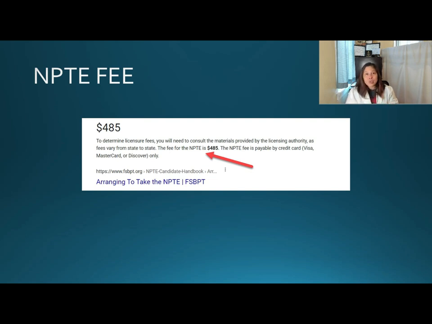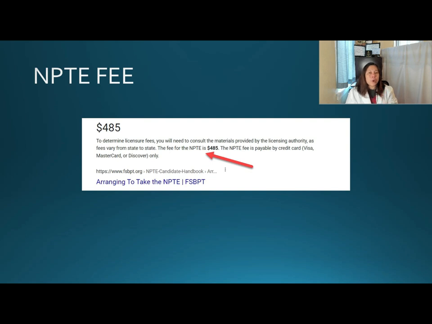You have to register on the FSBPT website. The FSBPT must have the eligibility letter from your state, and there's a deadline on a specific test schedule by which they should get that eligibility letter, on or before the deadline that they set. If they don't have the eligibility letter from your state, you cannot take the NPTE. So before the deadline, they should receive that eligibility letter for you to take the examination.